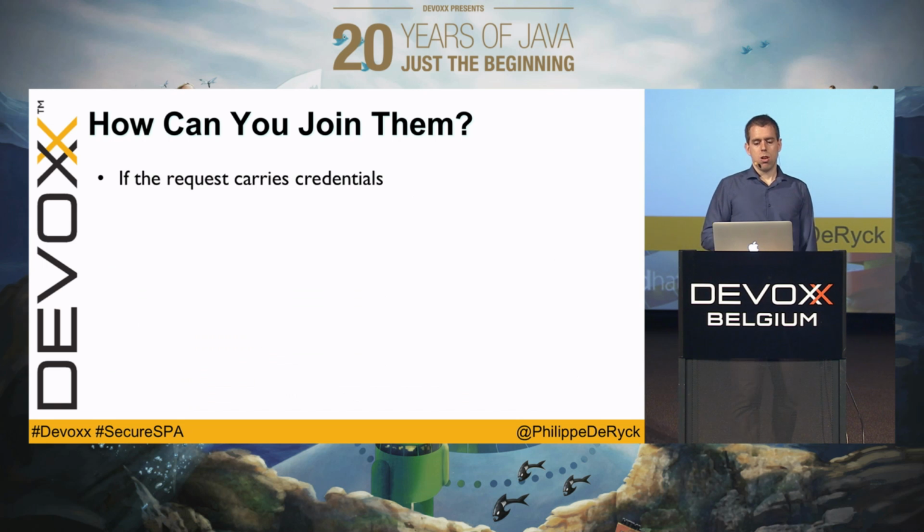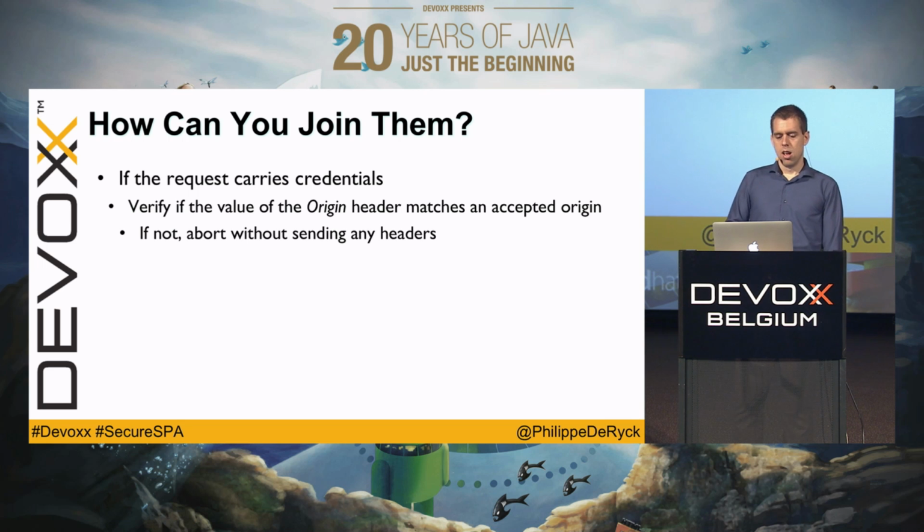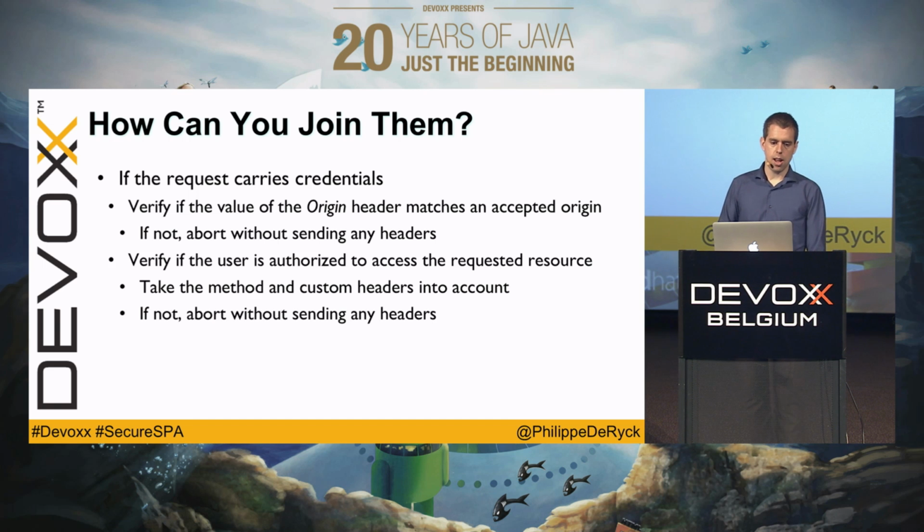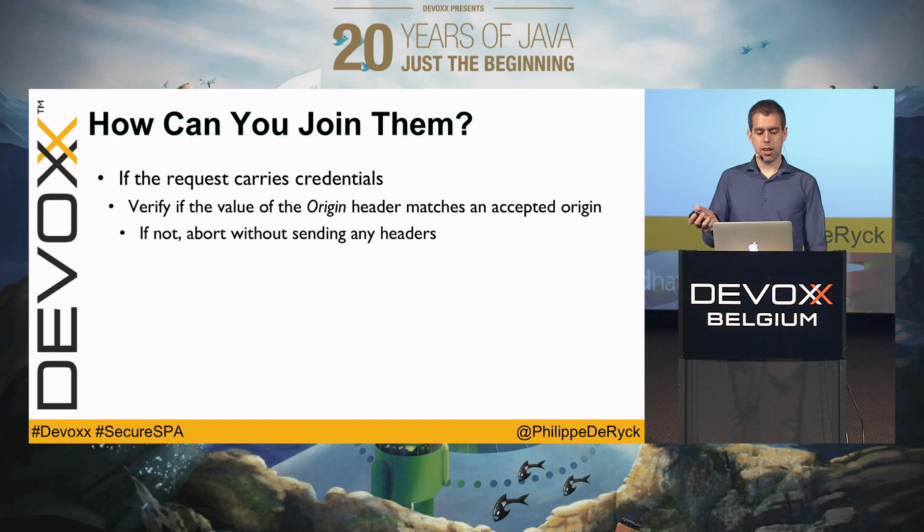Then onto the more interesting things. If you have credentials on a request, things become a bit more complicated. It's not simply public access anymore. It's something that's authenticated, that potentially will be processed within the context of the user, so you need to take additional stuff into account. What you should do first is verify if the value of the origin header matches one of the accepted origins, one of the origins you really want to allow access. If it's not, abort without sending any headers. Simply don't send anything back and send an error response or whatever, and you're fine.